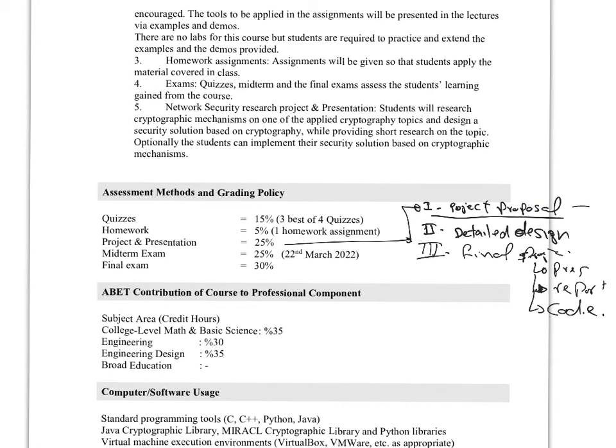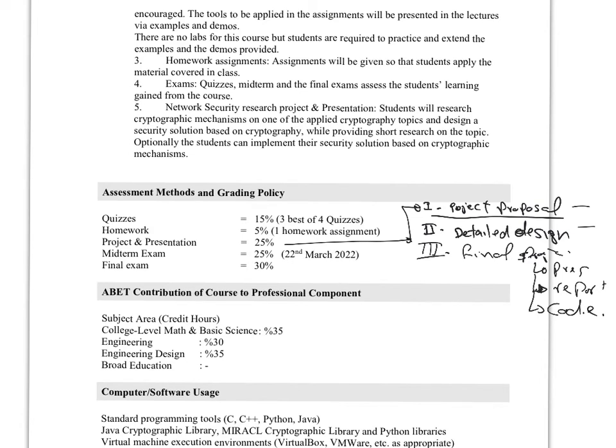So during these three phases, after each phase, I should provide some feedback. That's why I said usually I try to keep the groups within 6 groups or something. So, depending on the number, we may have to work in groups of 1 or 2. Next.